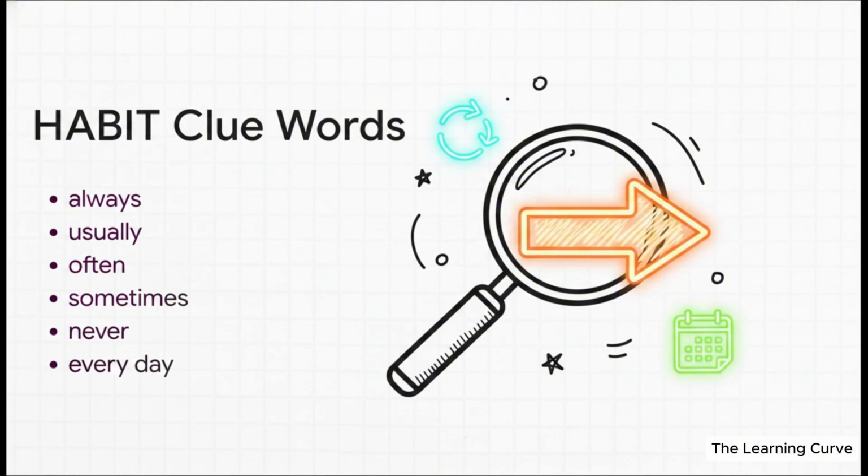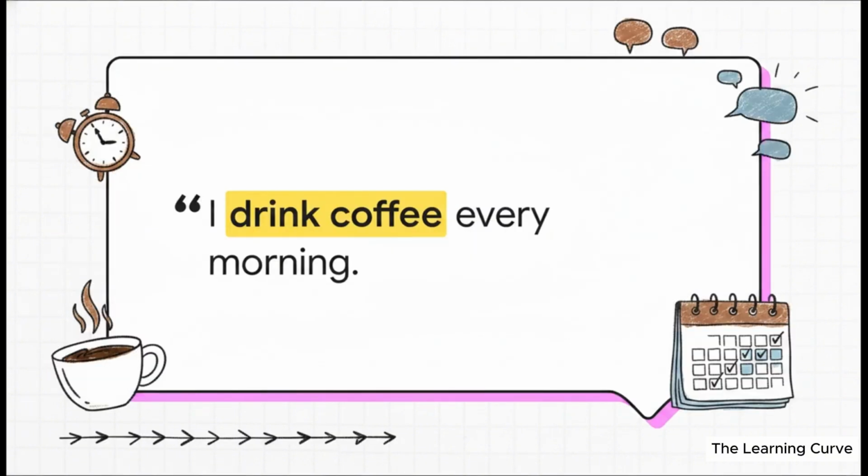Linguists like to call these frequency adverbs, but honestly, I want you to just think of them as your grammatical cheat codes. Words like always, usually, often, sometimes, never, and every day. These are basically flashing neon signs pointing you straight to the present simple tense. If an action happens often or every day, it's a habit. Therefore, present simple. Let's look at a real-world example of this.